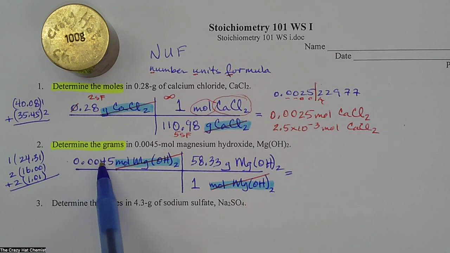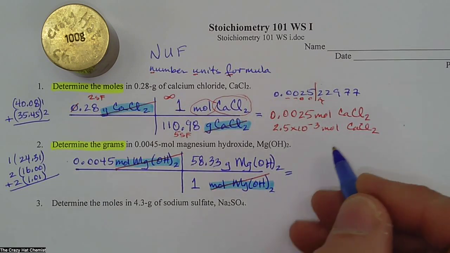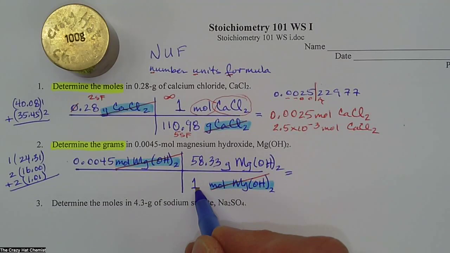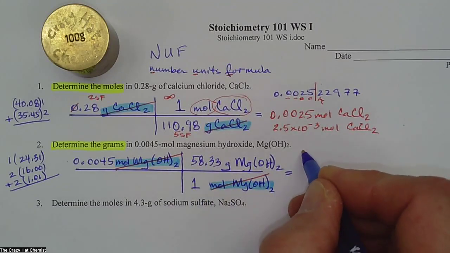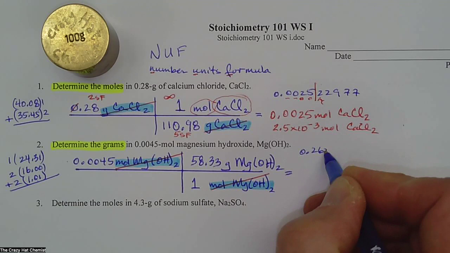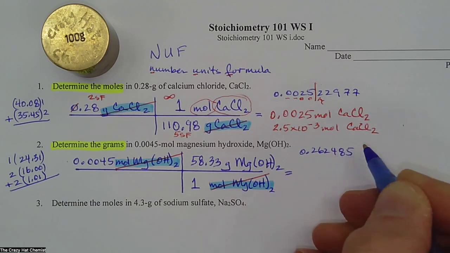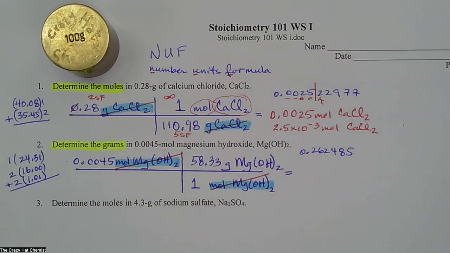So it's 0.0045 times 58.33. And I'm going to multiply those together right there, divided by 1. I'm going to get a number in my calculator. That's 0.262485. I'm going to round that number.